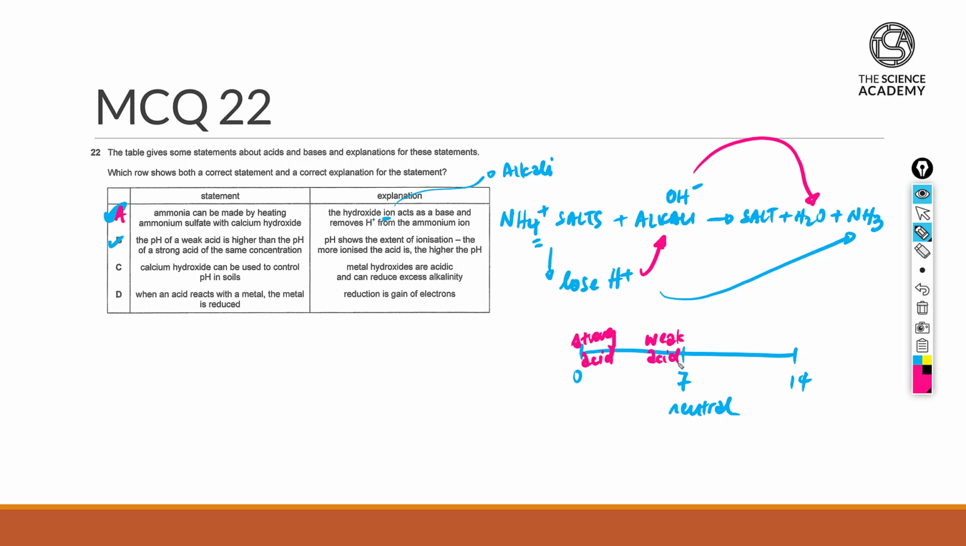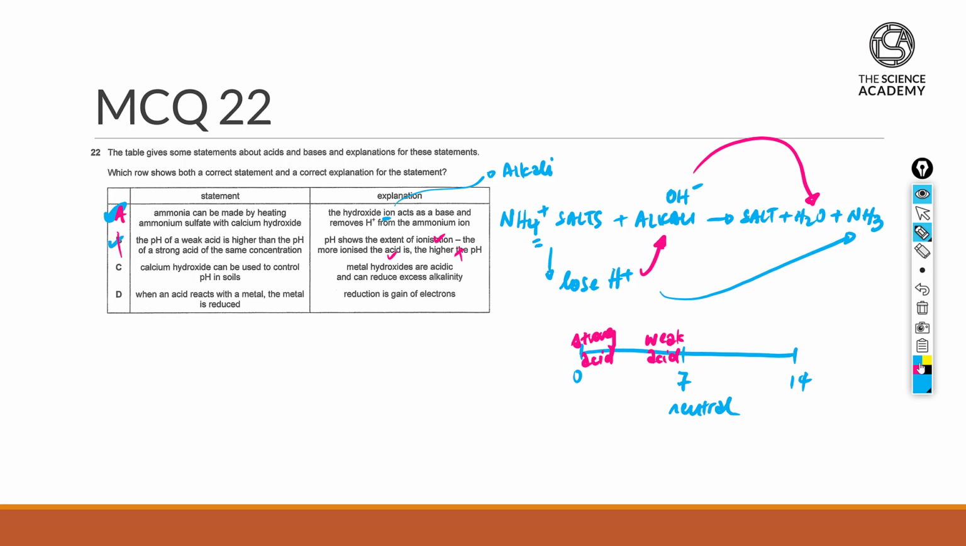But the explanation given here shows that pH shows the extent of ionization. That is true. And the more ionized the acid, the lower the pH, so this is the false statement, because with the greater the ionization, the amount of H plus is greater and the stronger the acid. So option B is incorrect.